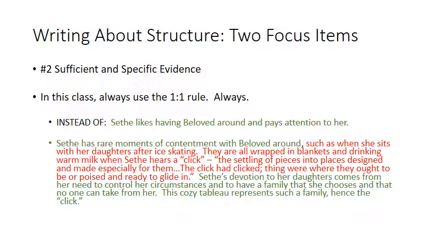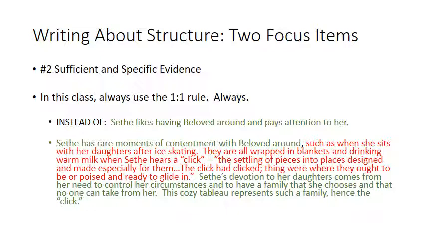So everything in red there is specific evidence from the book, right? It's not just general paraphrasing of a trend in the book, it's an actual moment in the book. All right. From there, you get so much to analyze. You could analyze the skating, you could analyze the milk, you could analyze the warmth of being inside under blankets, right? All those details could be the subject of analysis.